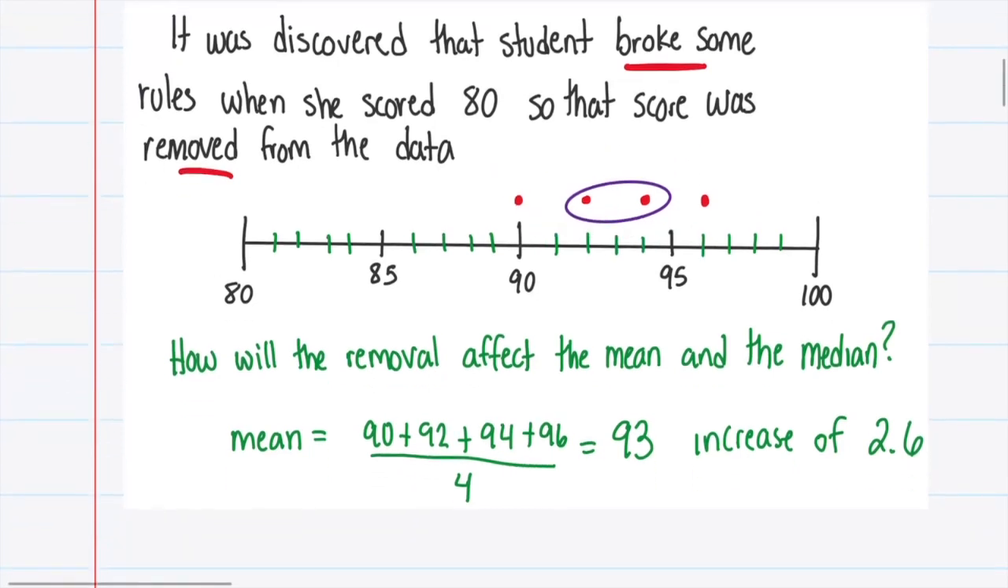Let's do the same thing. We add 90, 92, 94, and 96. We did the math over here, guys. Then we divided by 4. You can check the math. And that actually gives you a mean of 93.